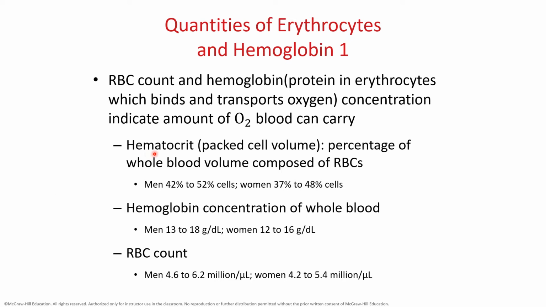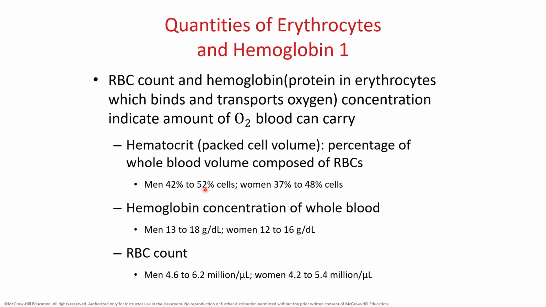So here are the tests that we did. We did the hematocrit. That is one of the main tests we do in lab, which is the same thing as PCV, your packed cell volume. So the percentage of whole blood volume composed of red blood cells. And important, I do need you to know these numbers. So for men, it's 42 to 52%. That's a normal hematocrit for men. And for women, it's 37 to 48%.